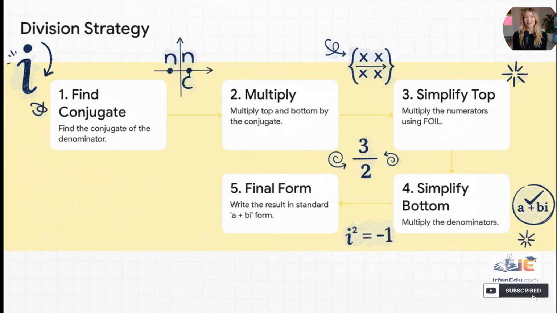It's a trick that guarantees you'll be left with nothing but a plain old real number in the denominator every single time. So the game plan is pretty simple. Step 1, find the conjugate of the bottom number. Step 2, multiply both the top and the bottom of your fraction by that conjugate. This way, the value doesn't change. Now all you have are two multiplication problems, and you can bet that the i in the denominator will just vanish.